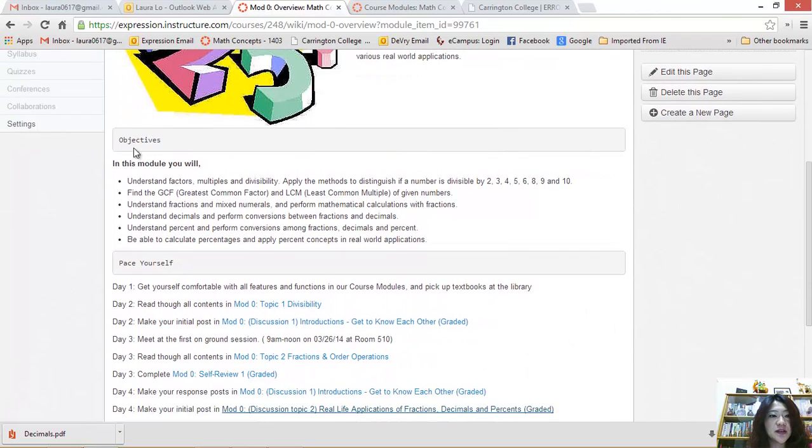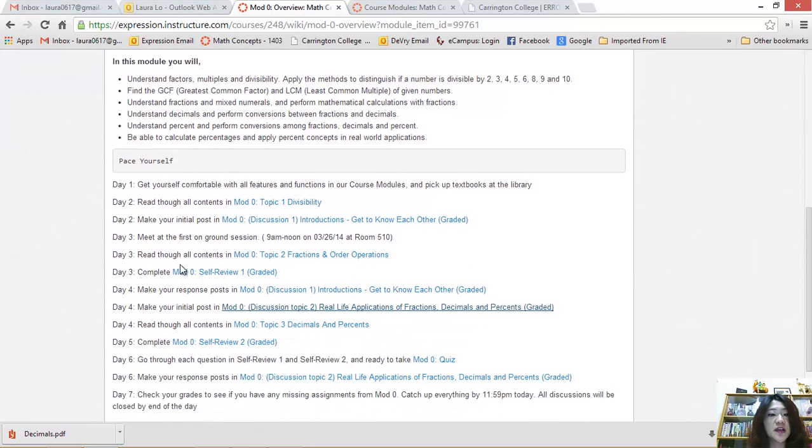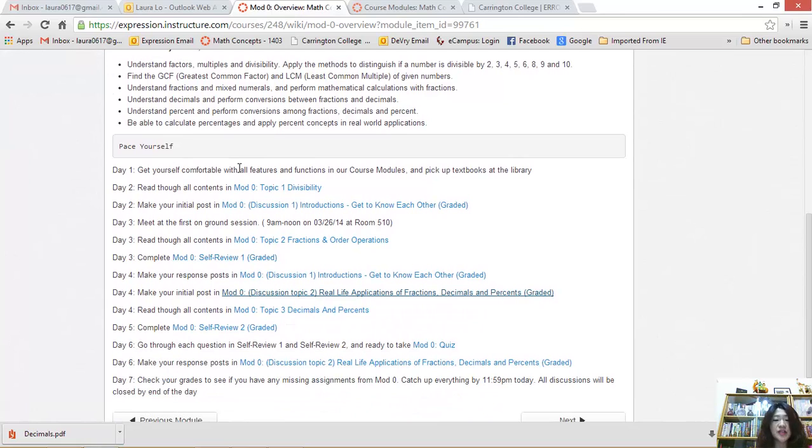The most important thing besides the objective, you also have the pace yourself. Here is the suggestion for how you divide your time, manage your time to complete all the assignments for this module. Like I say, that's the suggested schedule for you. So if you prefer to do each assignment day by day, that's a good thing. You can follow this schedule.